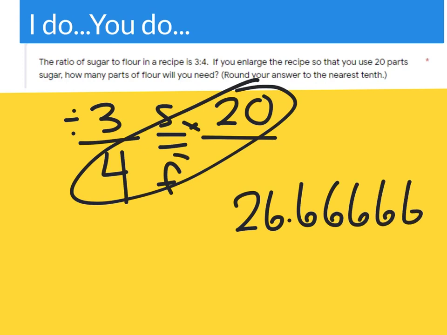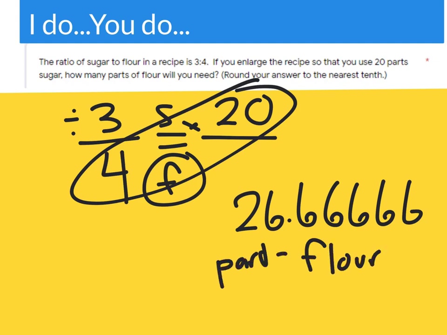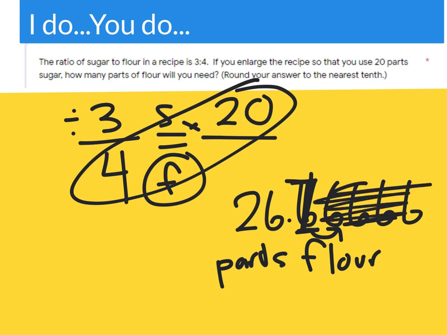Now, I already know my label is F for flour, right? Parts flour is really what it is because we're not sure if that's tablespoons or cups or what that is. But it also says round your answer to the nearest tenth. Remember, the tenths is the one right behind the decimal. You have to look behind it. That 6 makes it go up to 26.7, and your answer is 26.7 parts of flour.